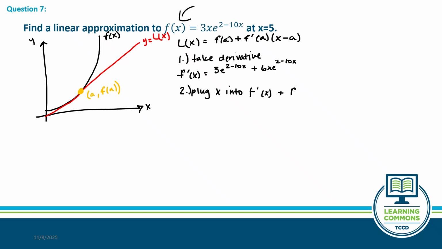It's not the model. The other one. The other ones. So to find all of these pieces to do your linear approximation, you got to go ahead and plug 5 into the derivative and just the original function.